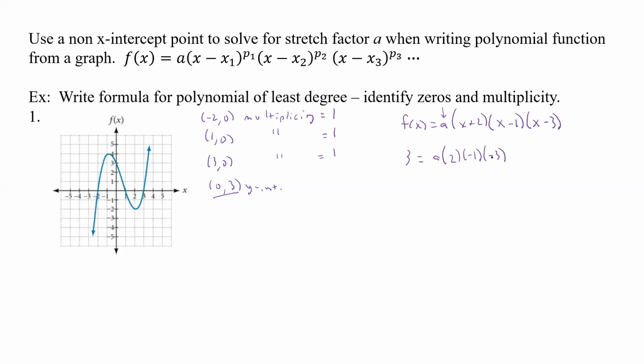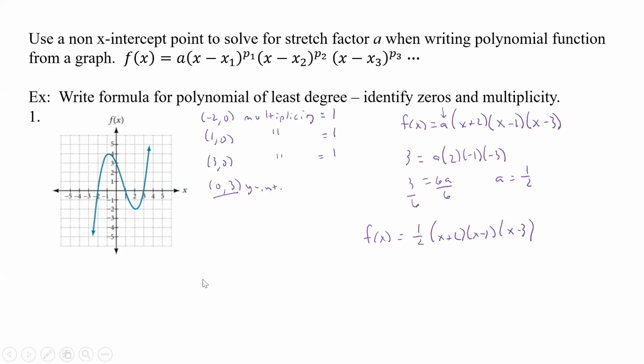So negative 1 times negative 3 is going to be positive 3 times 2 is 6. So I have 3 equals 6a divided by 6. So a is equal to 1/2. And so I'm saying my function is going to be equal to 1/2 (x plus 2)(x minus 1)(x minus 3), and that's going to be my polynomial of least degree.